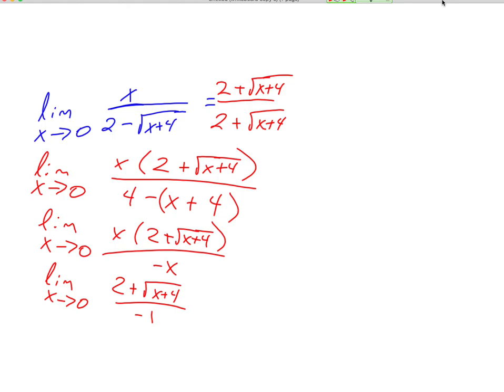Alright, at this point, what do I do? Plug in. So I plug in 0. So what am I going to get in the denominator? 4. So it's going to end up being negative 4. What does negative 4 represent besides the limit? What do we say a limit is? The y value. So negative 4 is the y value that this function is headed towards as I get closer and closer to 0.